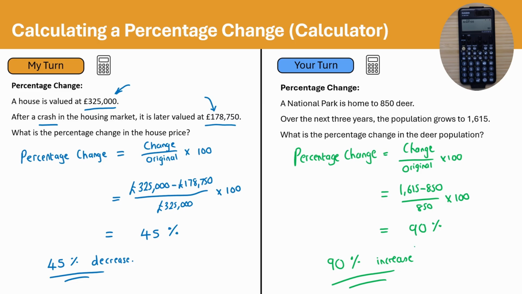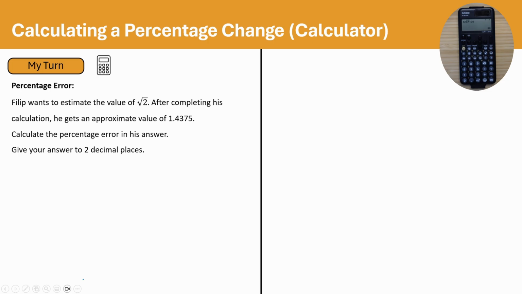So the answer for that one is now on your screen. You should have got an answer of 90%, and because the deer population went from 850 up to 1,615, it's a 90% increase. Another type of common percentage change question is what's called a percentage error question. Let's have a look at this one.